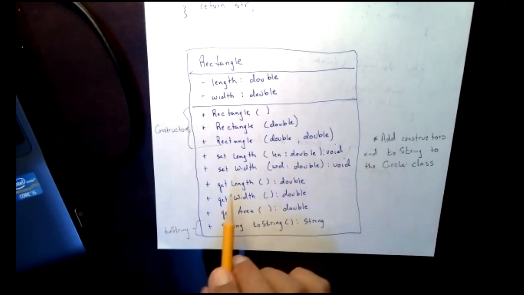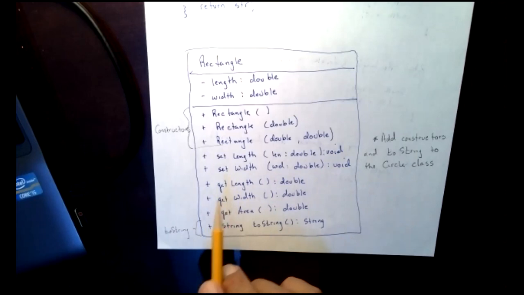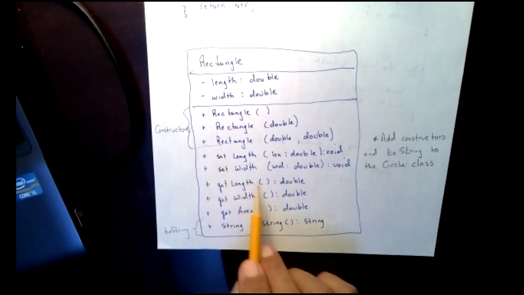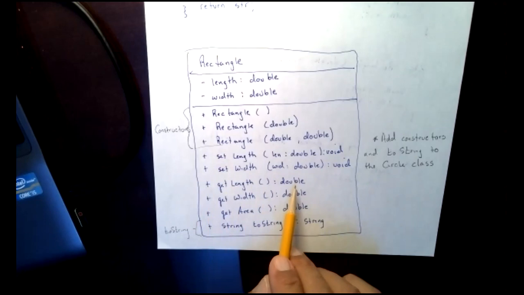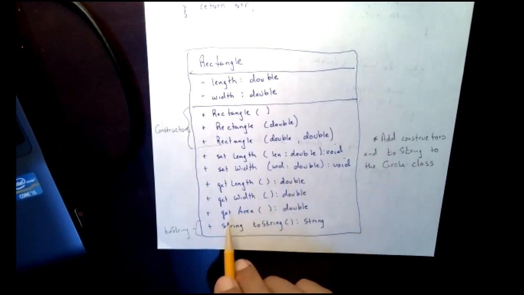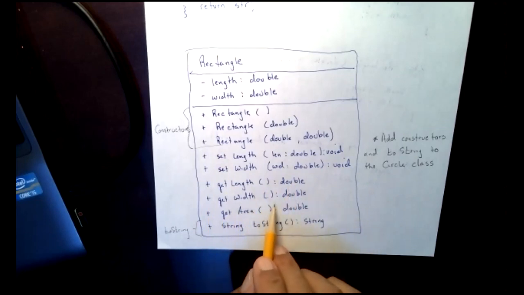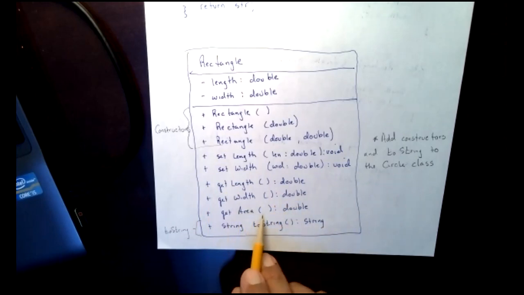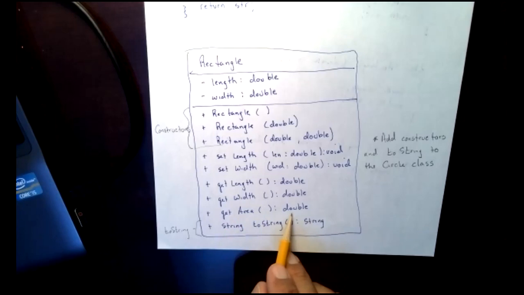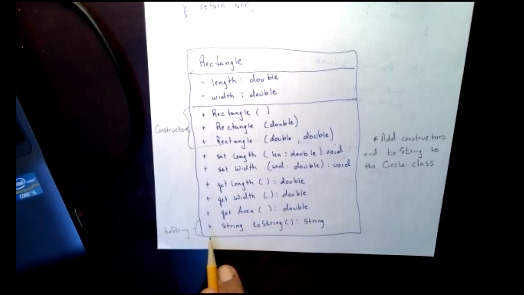The next couple are my accessor methods, mutator and accessors, plus getLength, empty parentheses now because I'm not passing anything in, and on the outside a double because I'm going to return a double, plus getWidth, empty parentheses, colon, a double, plus getArea, parentheses, colon, double. And then finally, my last thing is plus toString, colon, string, because I'm going to return a string there.